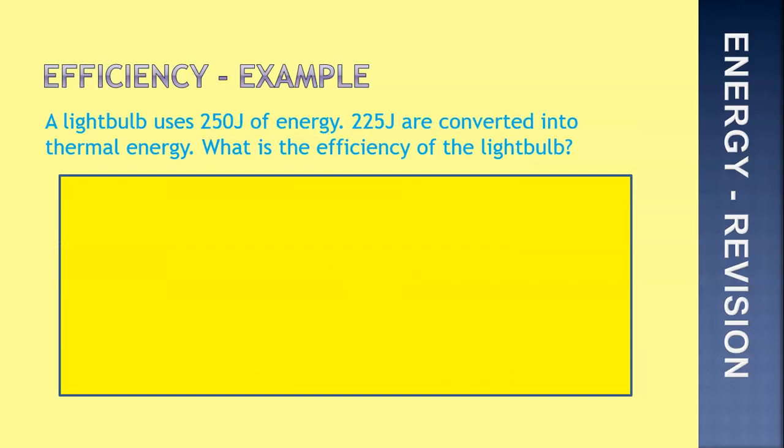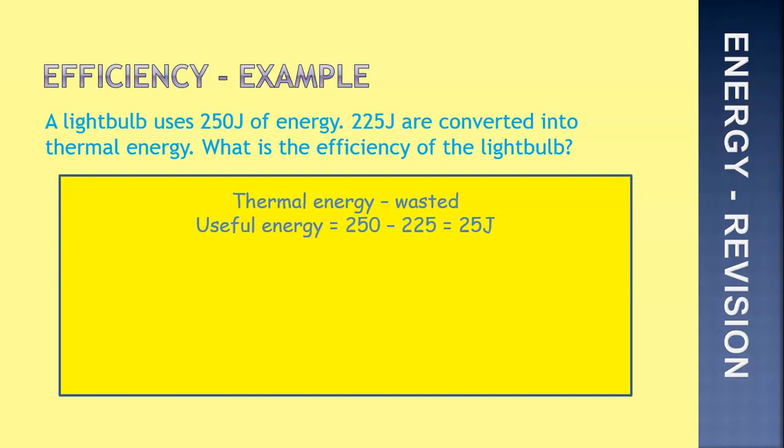Okay, our final equation we're using is efficiency. So a light bulb uses 250 joules of energy, 225 are converted into thermal. What's the efficiency of the light bulb? Thermal energy in this case is wasted, so we want the useful energy. Useful energy would be 250 take away 225, getting rid of that wasted energy, leaving us 25 joules usefully used.